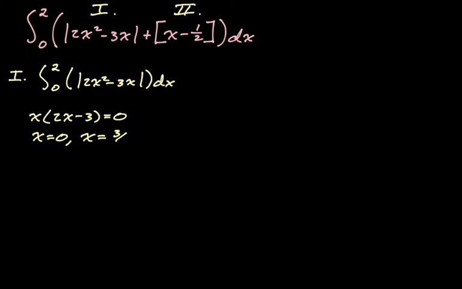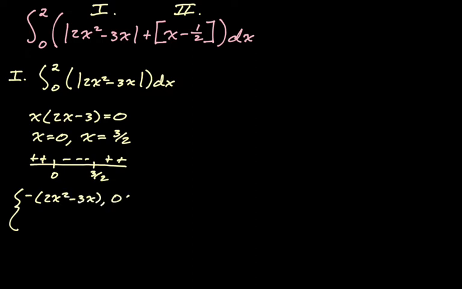Now we need to figure out where the 2x squared minus 3x is positive and where it is negative, so we can rewrite as a piecewise. So I'm just going to do a sign chart for it. So 0, 3/2. It's a quadratic that opens up, so plus minus plus. Okay, we're actually only interested from 0 to 2, so that part below 0 doesn't really matter. From 0 to 3/2, the function is negative, so the absolute value is the opposite of that. So we're going to have the opposite of 2x squared minus 3x. That's from 0 to 3/2.